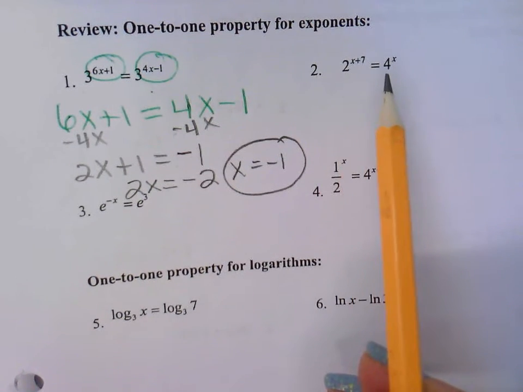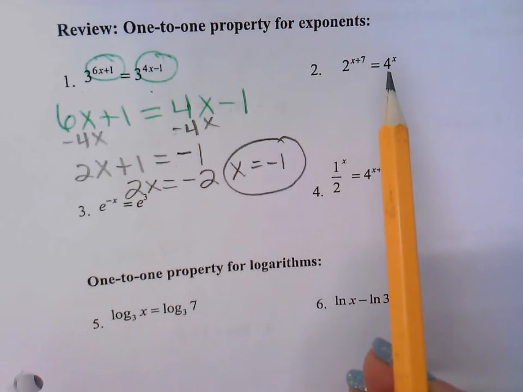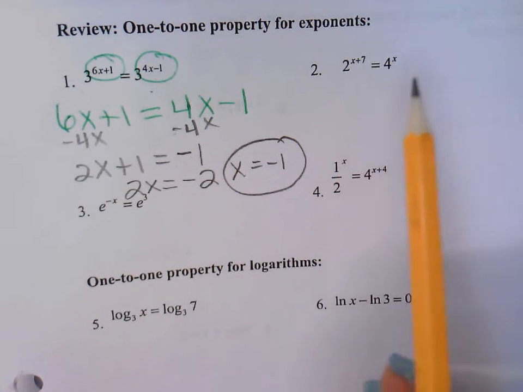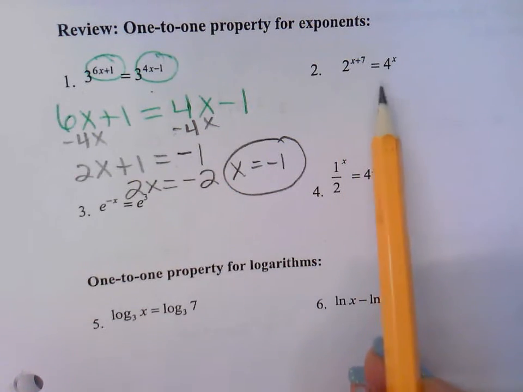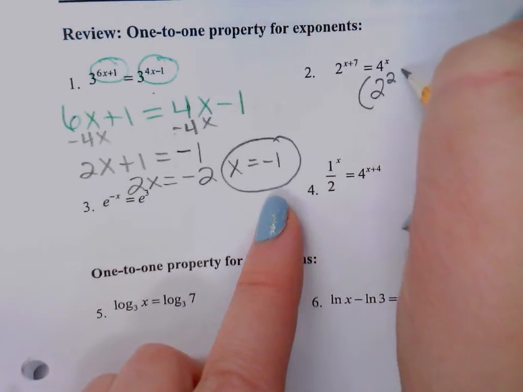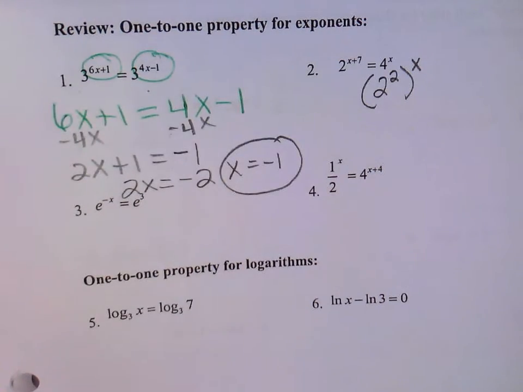Number 2, they don't have the same base. A lot of the ones we see today are not going to have the same base, but this comes from the same power family, right? They both are a power of 2. So the one on the right, I could rewrite as 2 squared, because then I haven't changed the value to the x power. So this is a good review of your exponent properties.